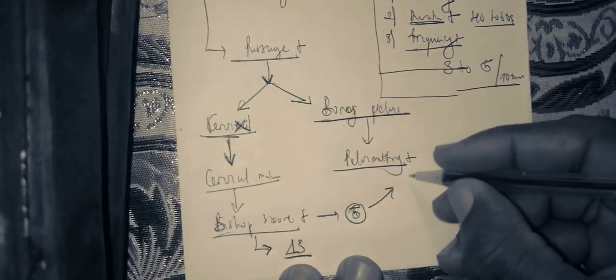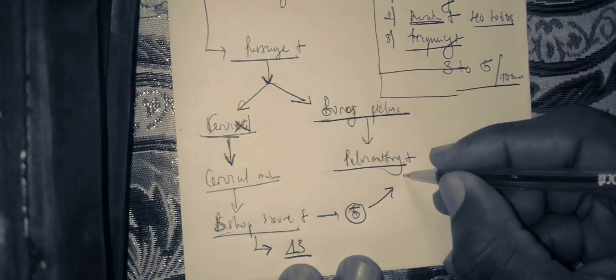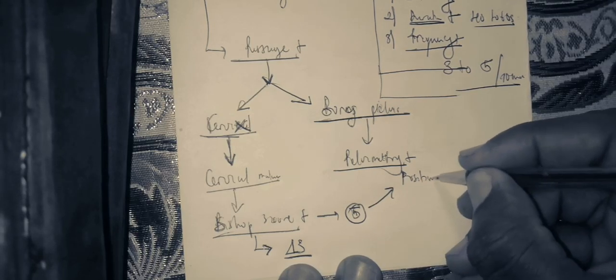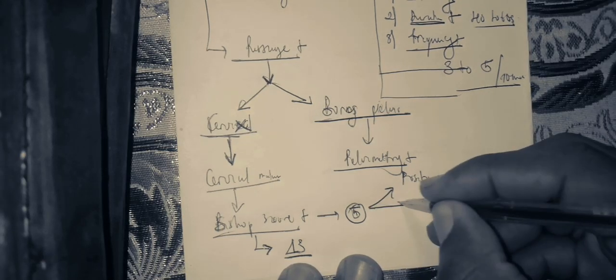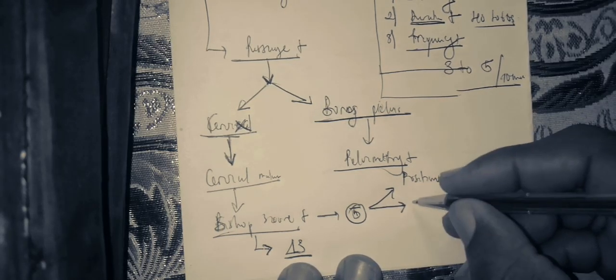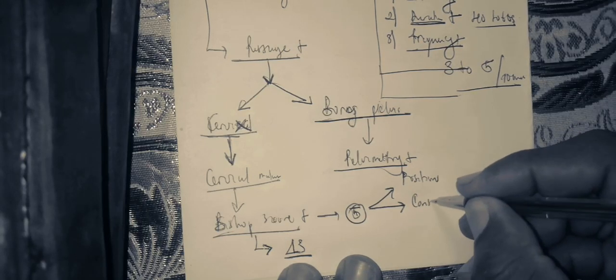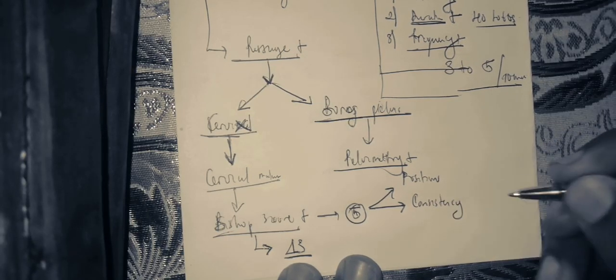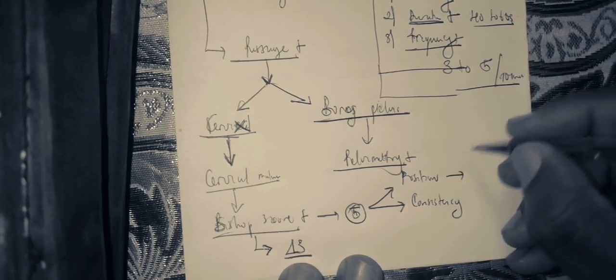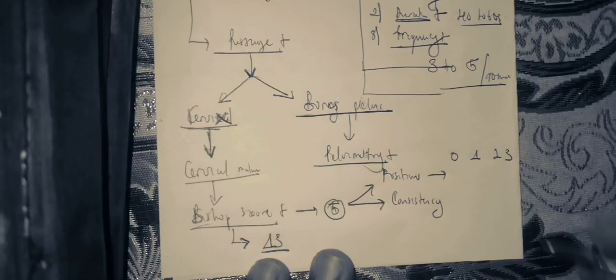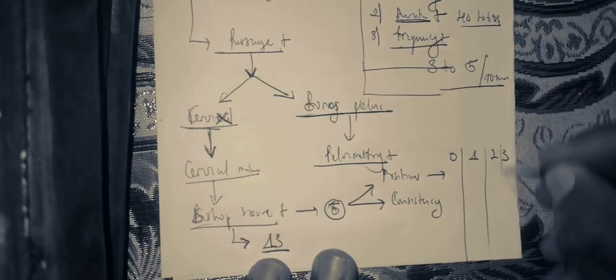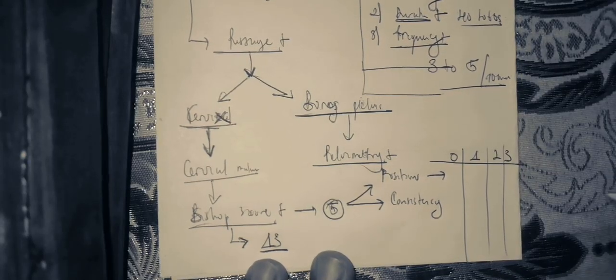The first element of the Bishop score is the position. Is it clear? The position of the cervix. So you try to evaluate the position of the cervix. After evaluating the position of the cervix, we have the consistency of the cervix. Is it clear? The value can range from 0, 1, 2 to 3. So those are the elements of the Bishop score, varying from 0, 1, 2 to 3.